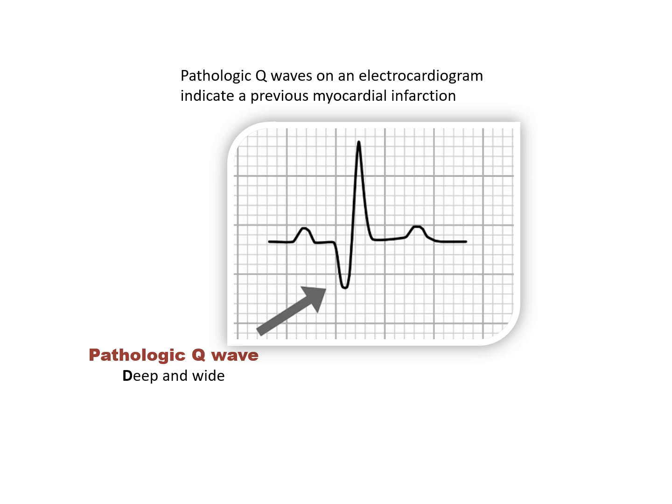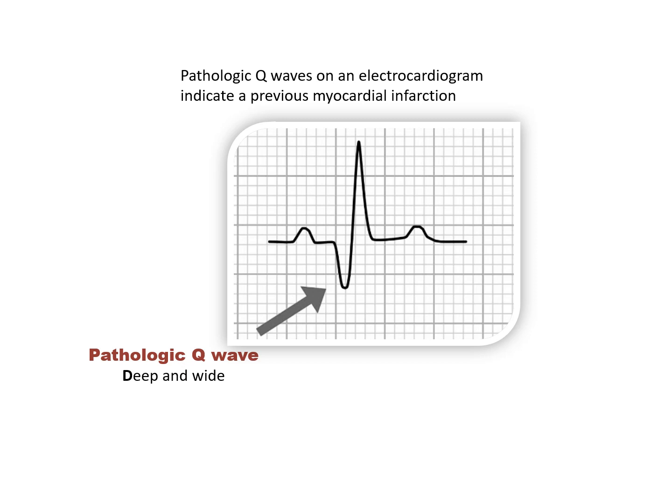A pathologic Q wave on an ECG indicates a previous myocardial infarction. It is a deep wide wave suggesting irreversible damage to the heart muscle. Q waves typically appear in the specific leads corresponding to the location of the infarction and develop days to weeks after the acute event.